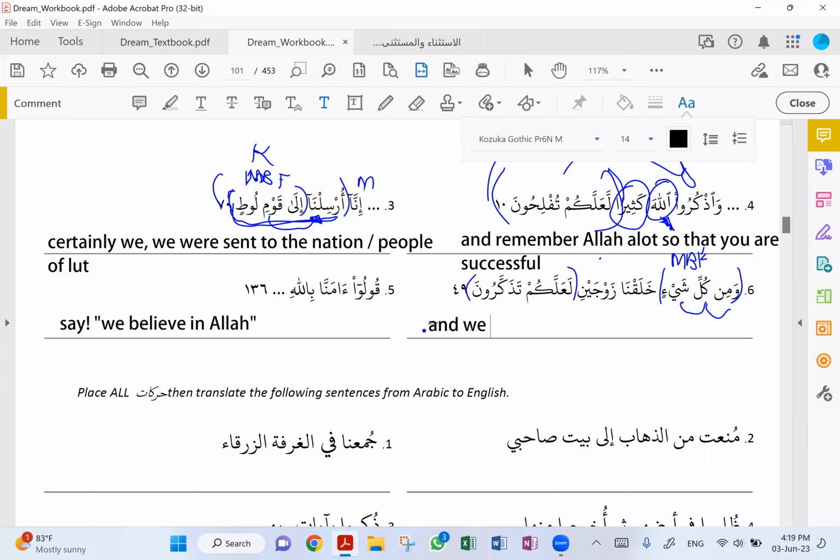So we can add "especially" here because it's متعلق بالفعل مقدم. We just have to figure out where the اختصاص, the specialness, comes in. So it could be, "and we especially created from everything." I don't know if that works. Maybe we can also look at the translation and how they did it. But we understand that because it's muqaddam, there's something special happening.